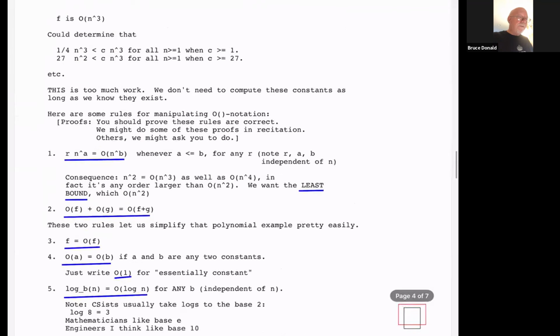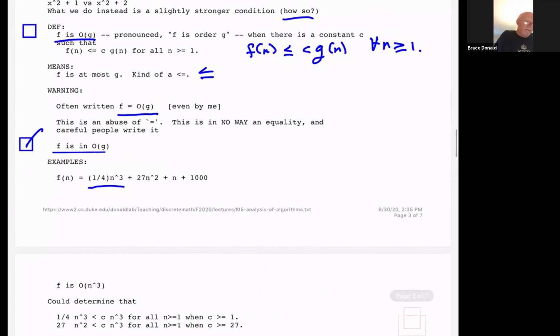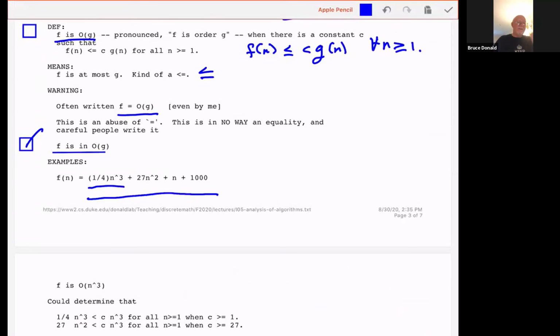And notice I'm motivated by this polynomial example. This polynomial is kind of a bear, right? You have all these constants and stuff. How do we know this is in order n cubed?